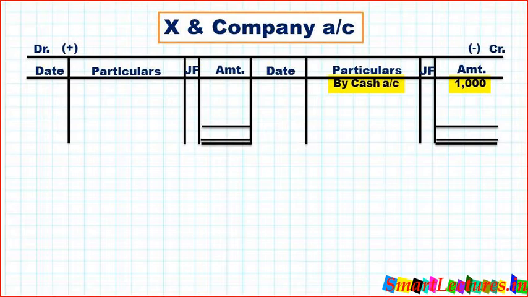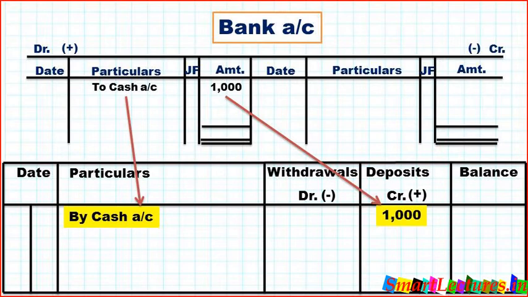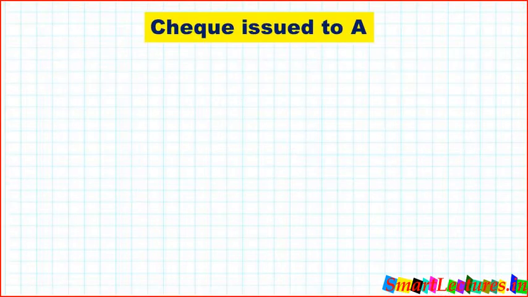Or you can say in their passbook, this transaction will be shown in this way: by cash, and in the plus or credit item 1000. So in this way you will see that 1000 has been shown in the debit side of bank account in the books of firm, but it has been shown as a credit entry in the books of bank, I mean to say passbook.